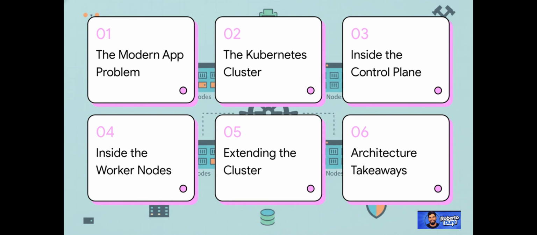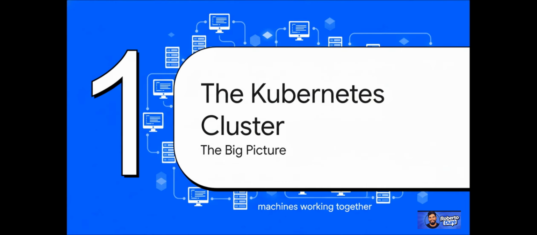All right, so here's how we're going to break this down. We've just touched on the problem modern applications face. Next, we'll look at the Kubernetes cluster from a high level. Then, we'll dive deep into its two main parts, the control plane and the worker nodes. After that, we'll see how you can extend the cluster's functionality, and finally, we'll wrap up with the key takeaways from this architecture. Okay, let's dive in, starting with the big picture view.